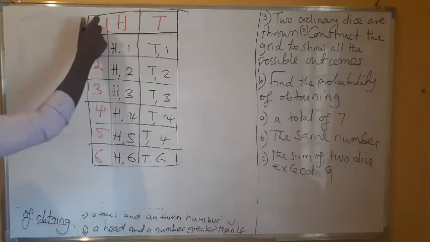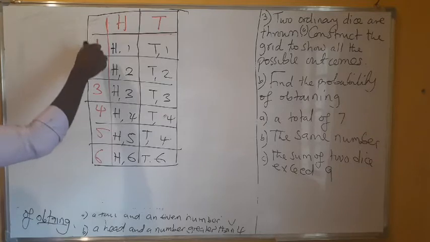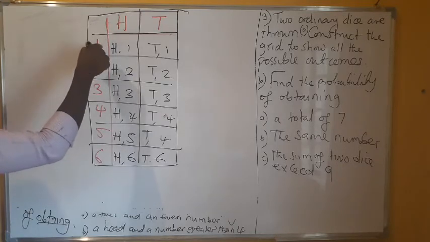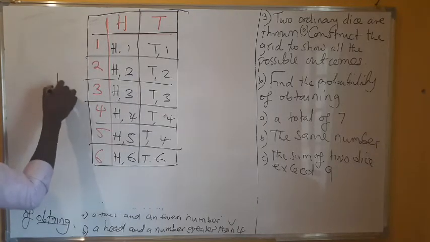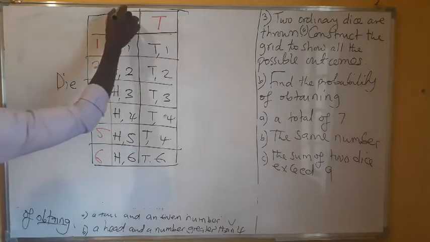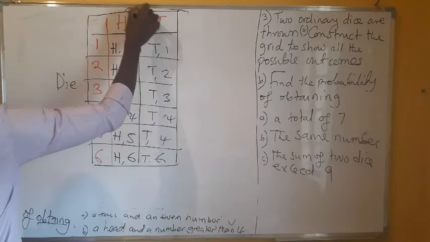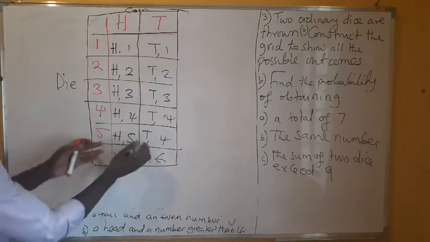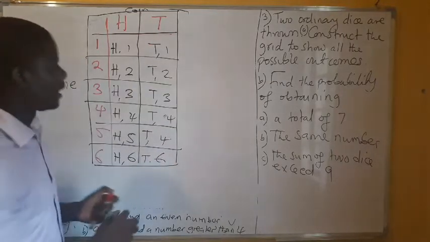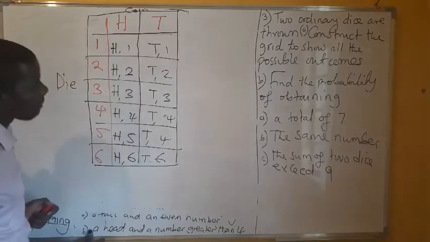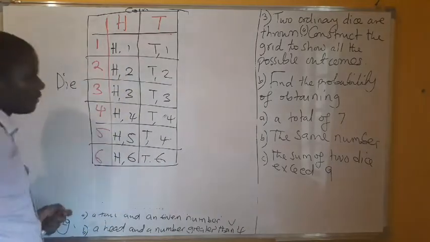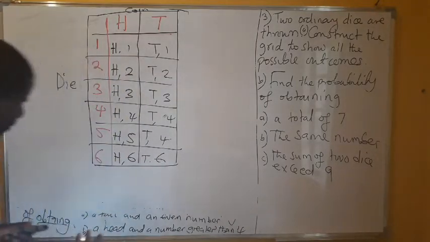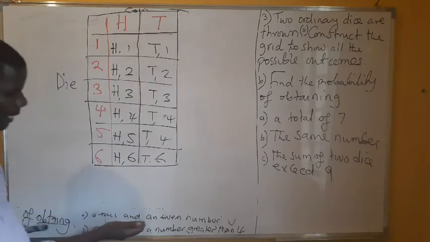Okay, so these are outcomes that we are expecting on a die here. Maybe we can write die here, then here we write coin. Then here we have now possible outcomes. These are outcomes that we expect. A head can go with any of these numbers. A tail can as well go with any of the numbers. Now we want the probability of getting a tail and an even number.